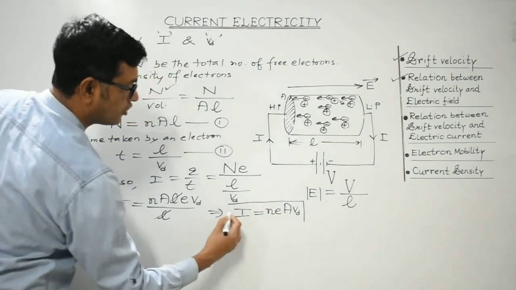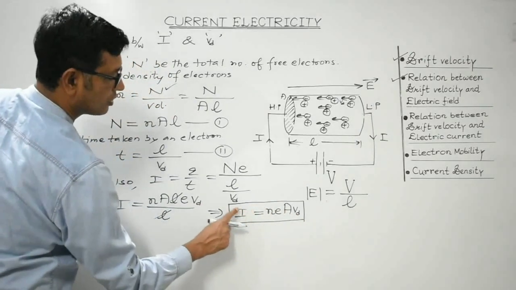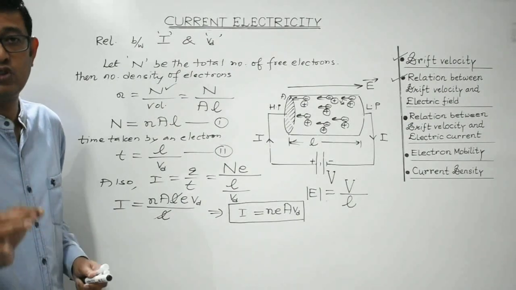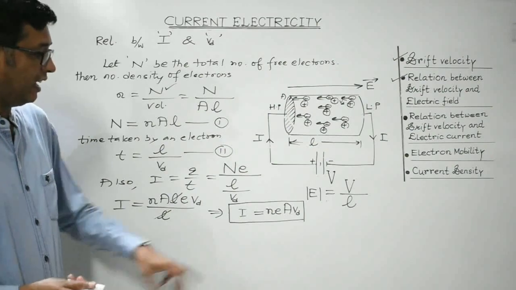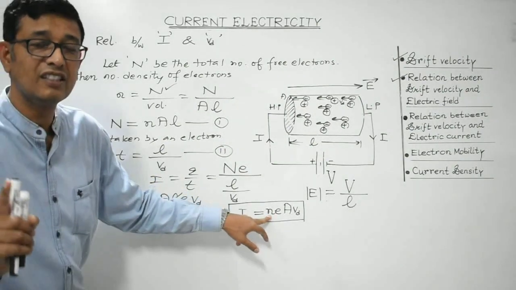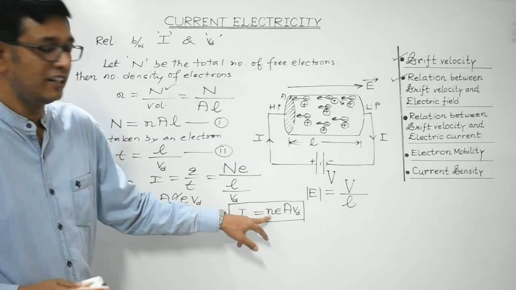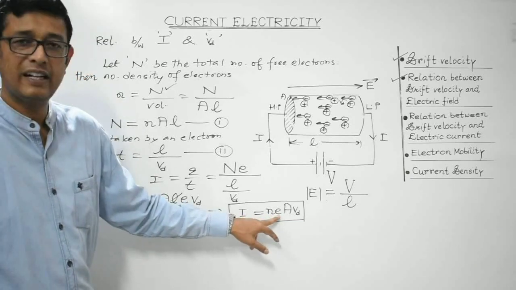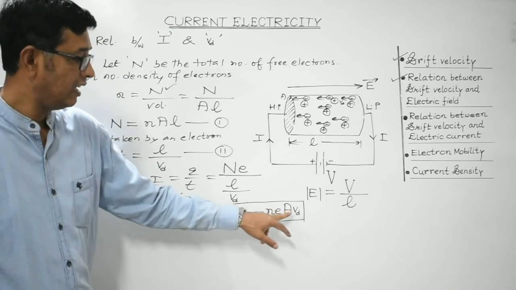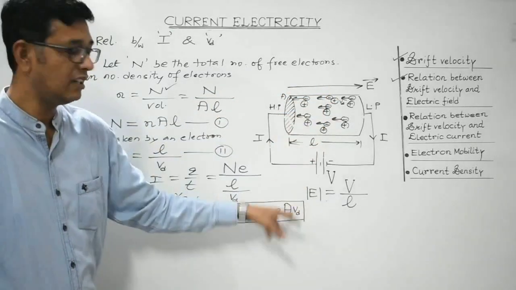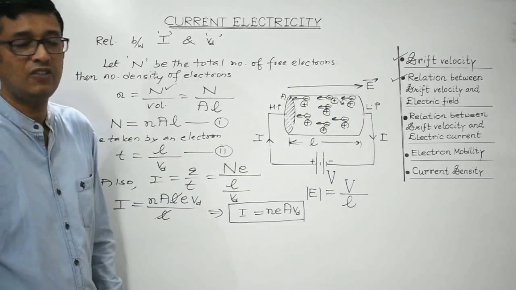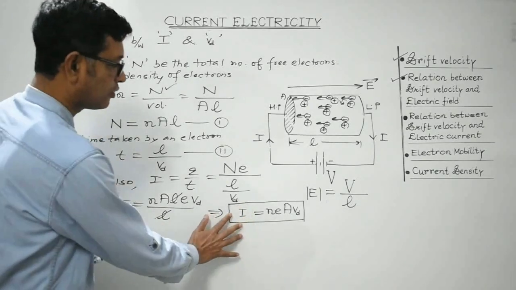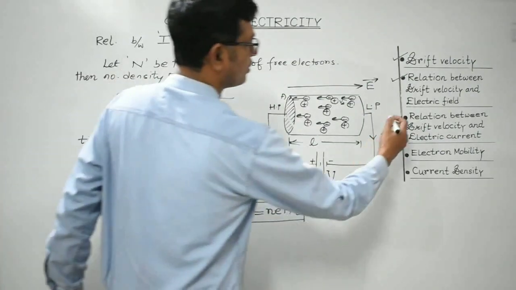This is the relationship between the current and the drift velocity. So I = N e A Vd. Here, students, N is not the total number of electrons, it is the number of electrons per unit volume. It is known as the number density of electrons, and its SI unit is per meter cube. e is the electronic charge, 1.6 × 10^-19. A is the cross-sectional area, which is considered to be uniform. L is the length of the conductor, and Vd is the drift velocity. So this is again a very important relationship: I = N e A Vd, the relationship between current and drift velocity. So students, we have done this as well.